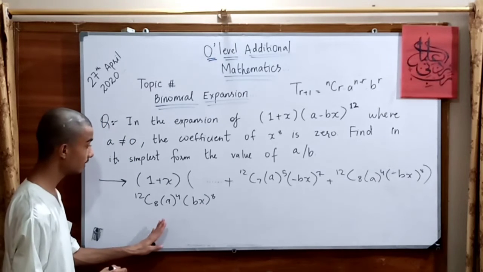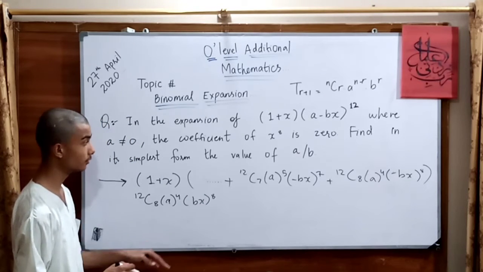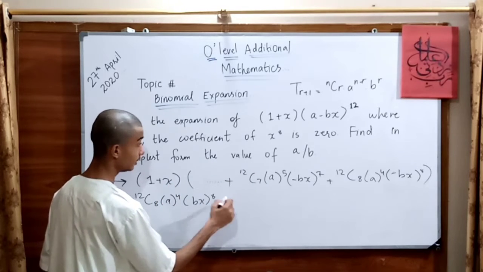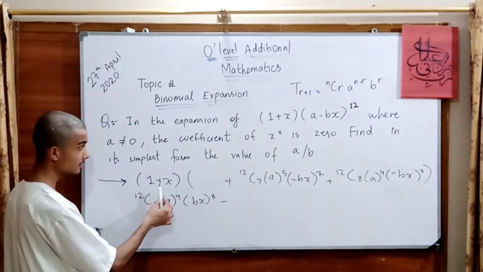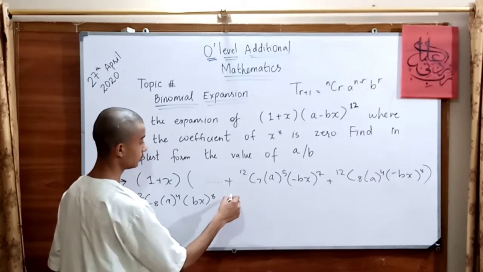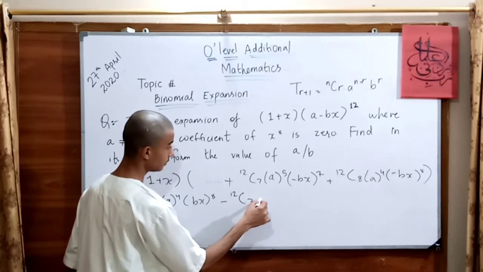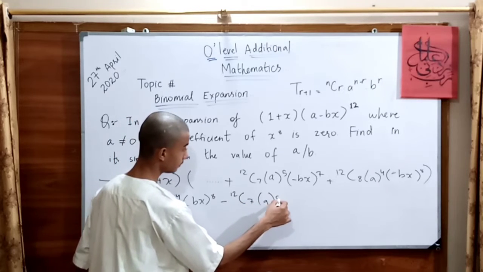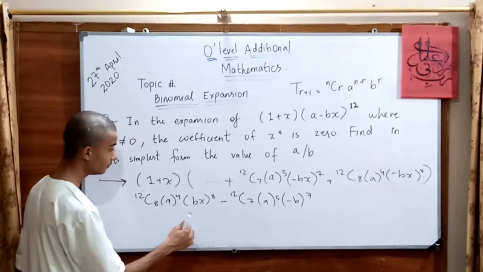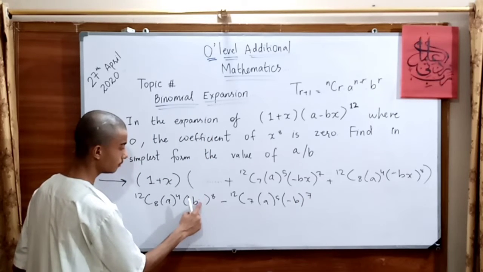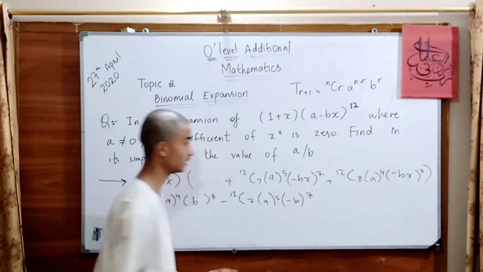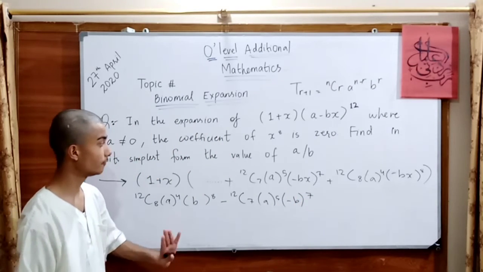Now this value is written clearly here, and we have another value, when x is multiplied with this term, it would be minus. Why minus? Because when there is an odd power, the minus sign doesn't disappear. So it would be minus 12C7 a to the power 5 and b to the power 7. Here I can also remove this x because we have already got the power x^8, so we are just solving for x^8.